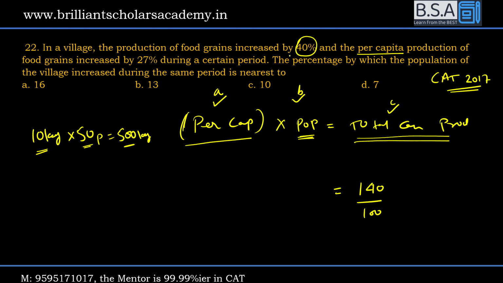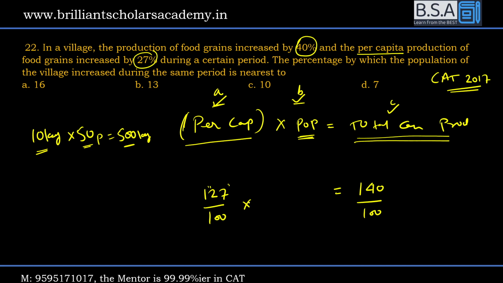And the per capita production of food grain increases by 27%. Is A increasing 27% or is B increasing 27%? A. So 127 upon 100. Anything on 100 is percentage. How much more do I have? 27 more. So 27% more.